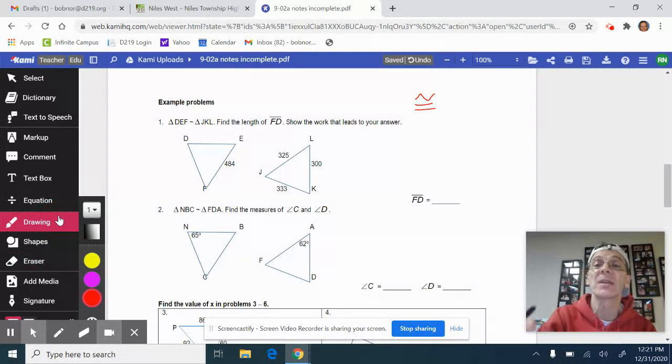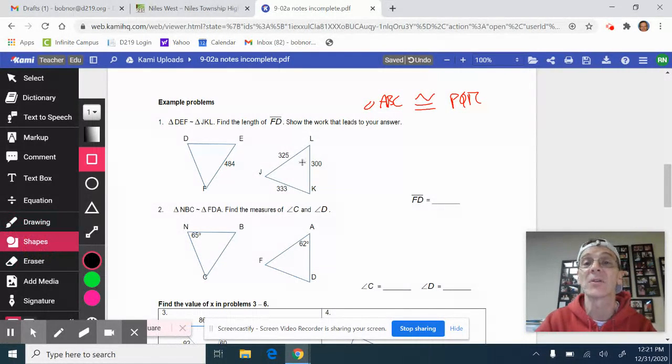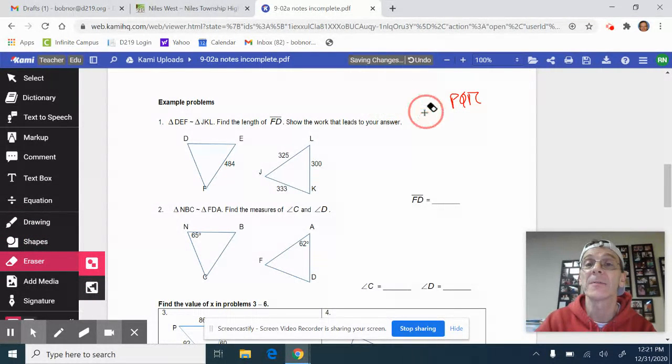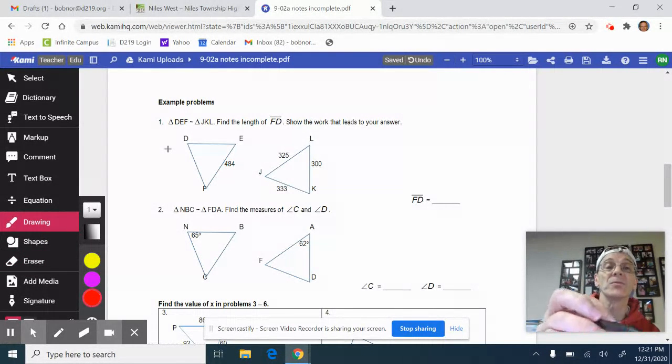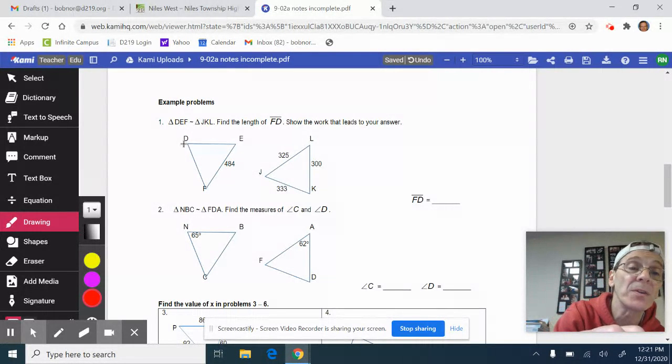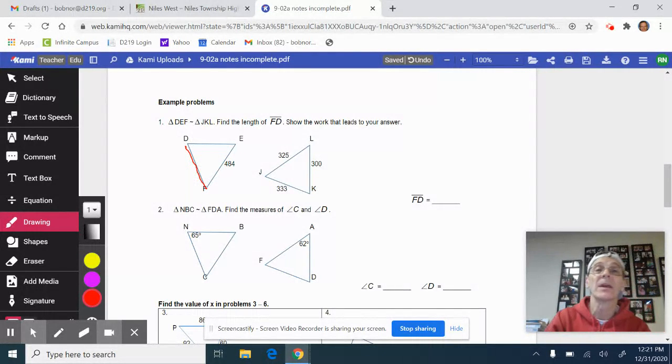As with statements about congruent triangles, triangle ABC congruent to triangle PQR, the order of the letters is significant. It's meaningful. It tells us something very important. It tells us what things correspond to what things. So since triangle DEF is similar to triangle JKL, and I want to know the length of FD, which is over here, here's a good idea.